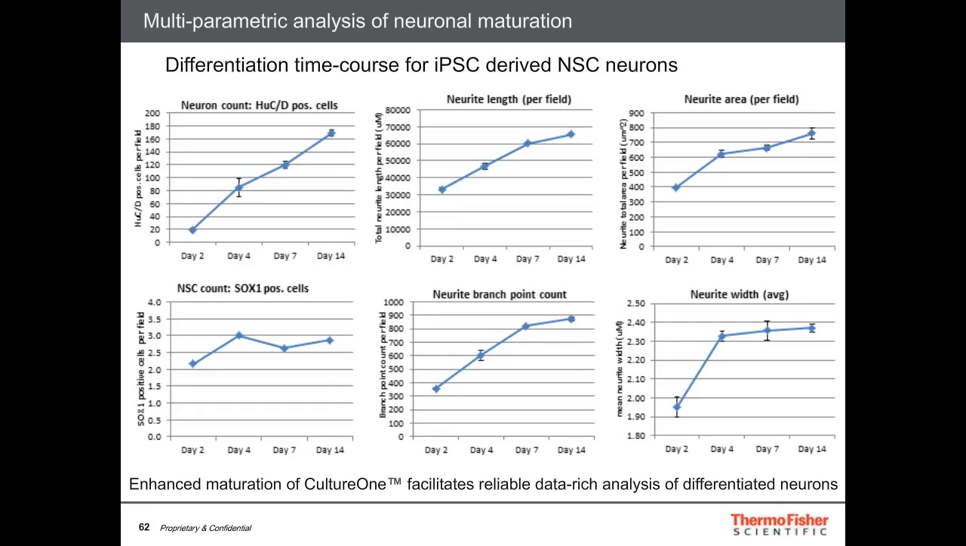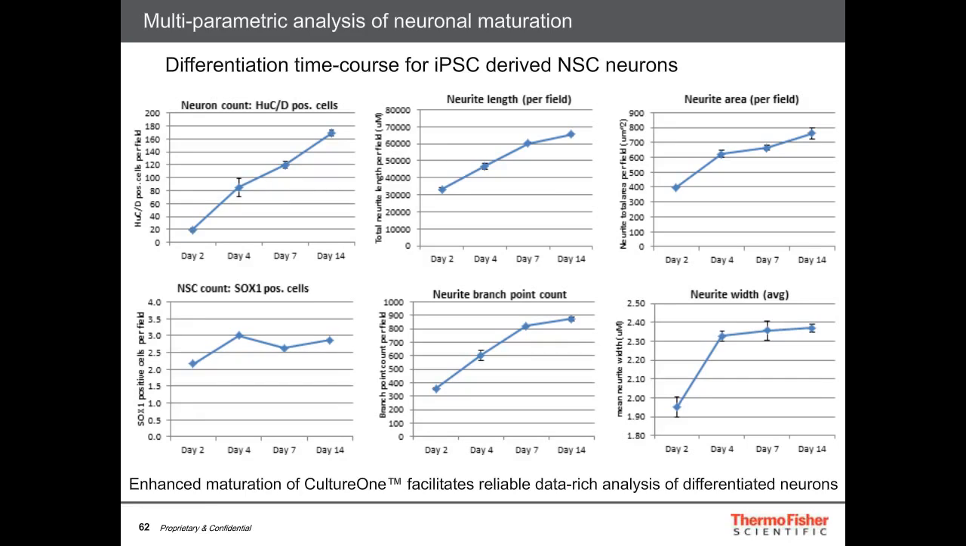And then the right 4 graphs have to do with neurite quantitation of different aspects of neurites. So you have neurite length and neurite area on the top, and those are increasing over time. And then you have neurite branch points and neurite width. So with increasing neuronal maturation, you get increased complexity of your neurite network, and these are all measured here. So it's a nice way to monitor maturation over time.